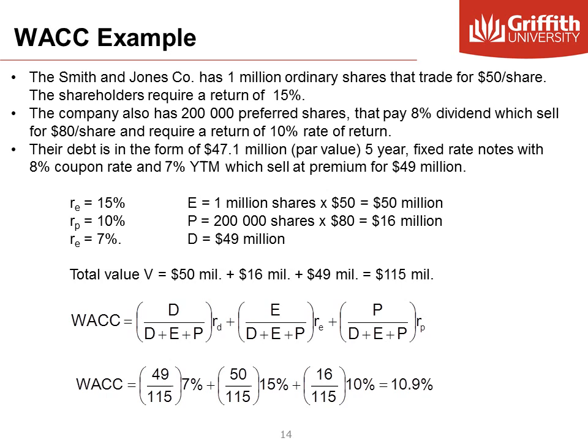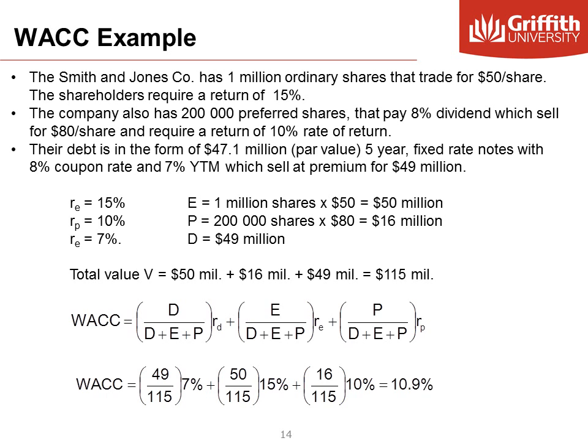For example, Smith & Jones has 1 million ordinary shares that trade for $50 a share. The shareholders require a return of 15%. The company also has 200,000 preference shares that pay 8% dividend, which sell for $80 a share and require a return of 10%. Their debt is in the form of $47.1 million par value, 5-year maturity fixed rate notes with 8% coupon rate and 7% yield to maturity, which sell at a premium for $49 million.